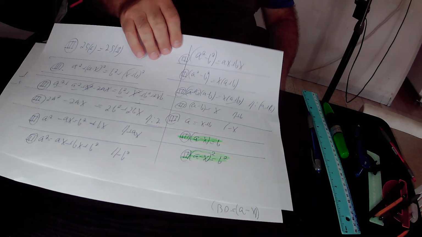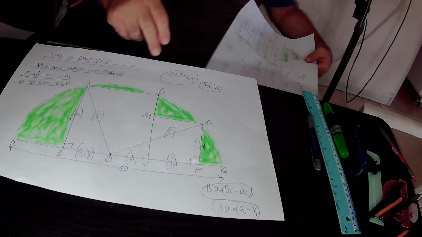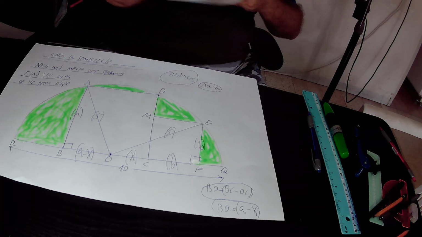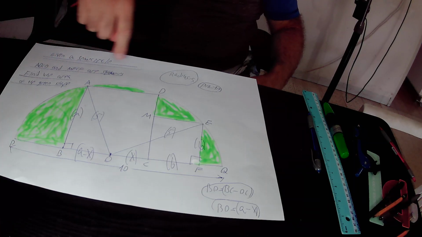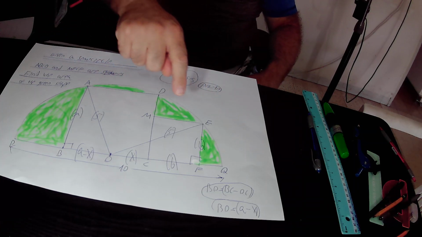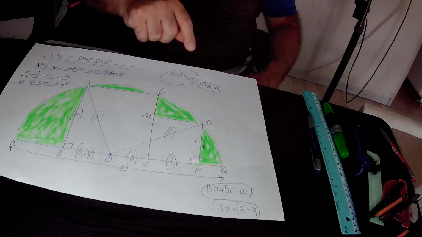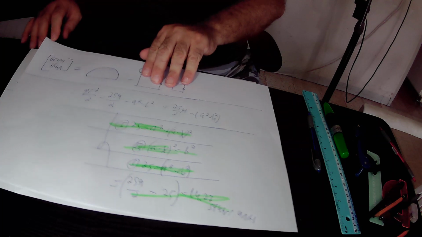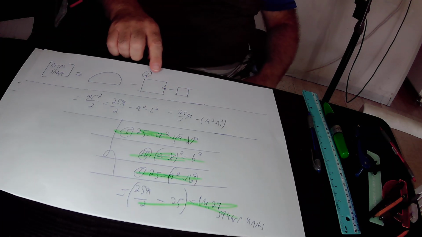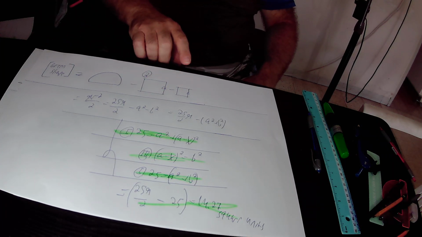What else is there to find out? We have this green shape. So what is the area of the green shape? The area of the green shape equals the area of the big semicircle minus the area of the big square ABCD minus the area of the small square MEFC. Again, the area of the green shape is equal to the area of the big semicircle minus the area of the big square ABCD minus the area of the small square.